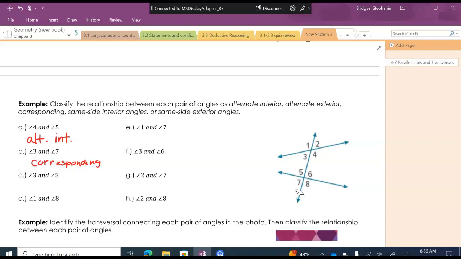Looking at angles 3 and 5, and then at angles 1 and 8. Your options are alternate interior, alternate exterior, same side interior, same side exterior, or corresponding.